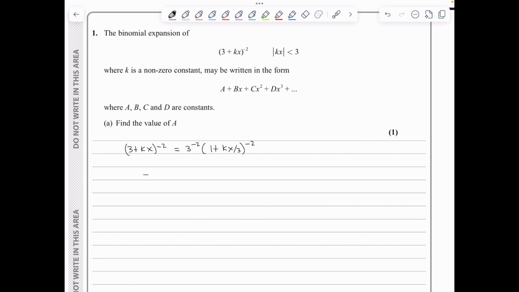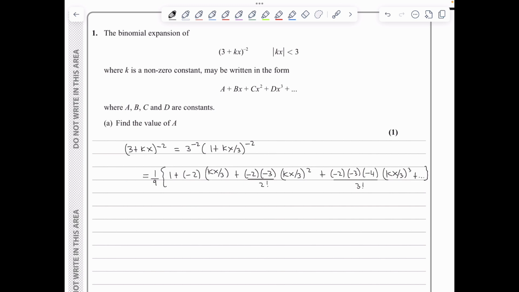So we're looking at 1/9, and I will be applying the binomial expansion on (1 + kx/3)^(-2). So it's 1 plus the power of -2 times the term kx/3. Then we've got the power of -2, we deduct 1 from the power, over 2 factorial times (kx/3) all squared. And then it's -2 times -3 times -4 over 3 factorial times (kx/3) to the power of 3, plus dot dot dot.